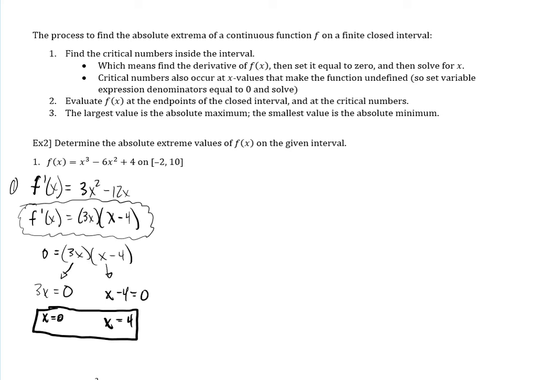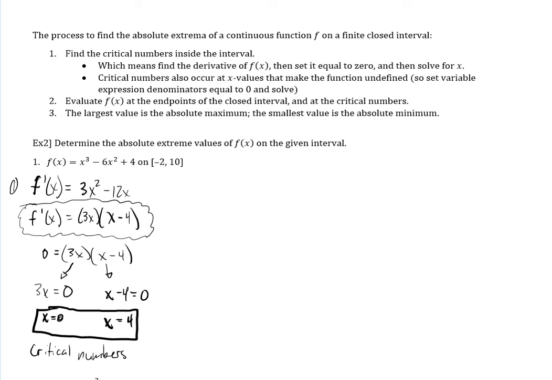Now let's see if they're in the interval. Notice that 0 and 4 are both in this interval, so that means these are critical numbers. If one of them was not in that interval, then we would get rid of it because we wouldn't care about it anymore. But these are the critical numbers, and so now at this point, all we have to do is plug it in.